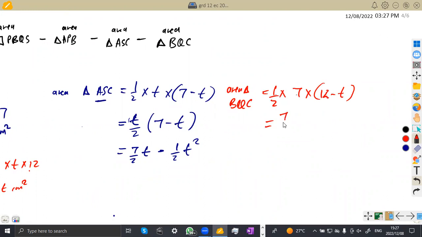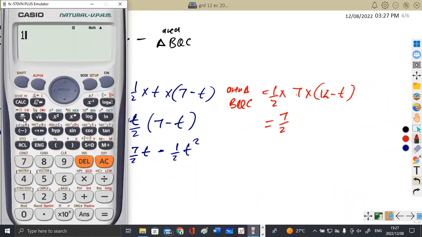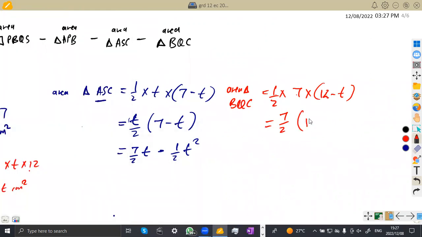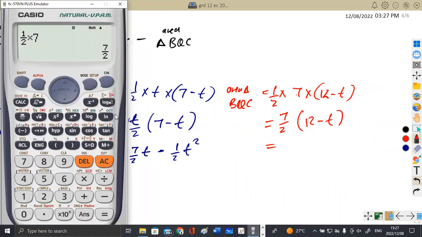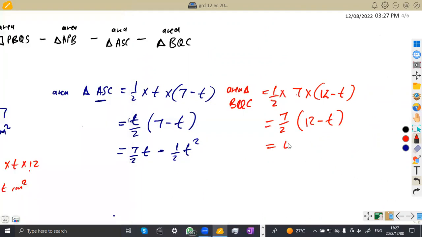Half of 7, that's 7 over 2. Okay, guys, you can even use your calculator. Half of 7, that's 1 over 2 times 7, which is 7 over 2 into 12 minus T. So 7 over 2 times 12, what are we going to obtain? 7 over 2, we multiply by 12. That is going to be 42. So we've got 42 minus 7 over 2 times minus T, that's 7 over 2 T.